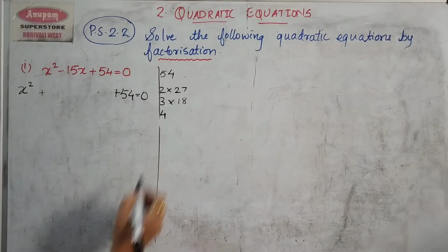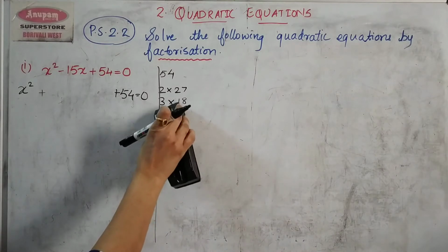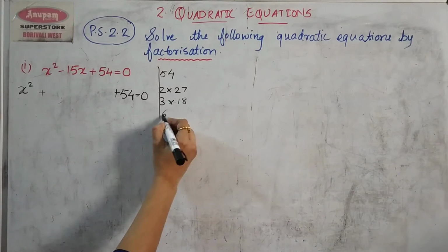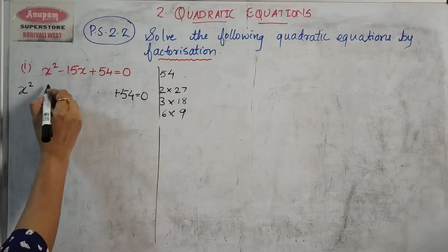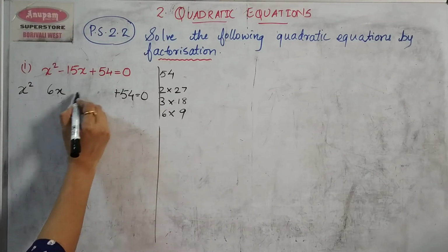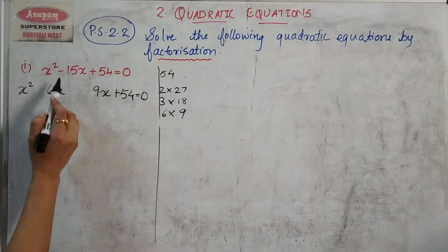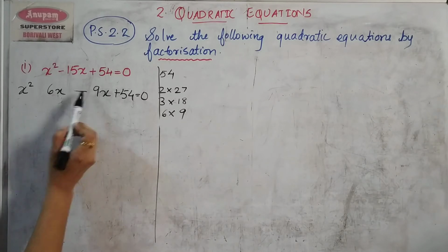Then let me try 4's table, but this will not come in 4's table. It will also not come in 5 table. Then 6. Well, let us check whether this comes in 6 table. So if I check in 6 table, 6 6s are 36, 6 7s are 42, 6 8s are 48, 6 9s are 54. So let me write down the numbers as 6x and 9x. Now let us put the signs. Whatever the sign is present here, that sign will go to the bigger number. So I'll put minus 9 here.